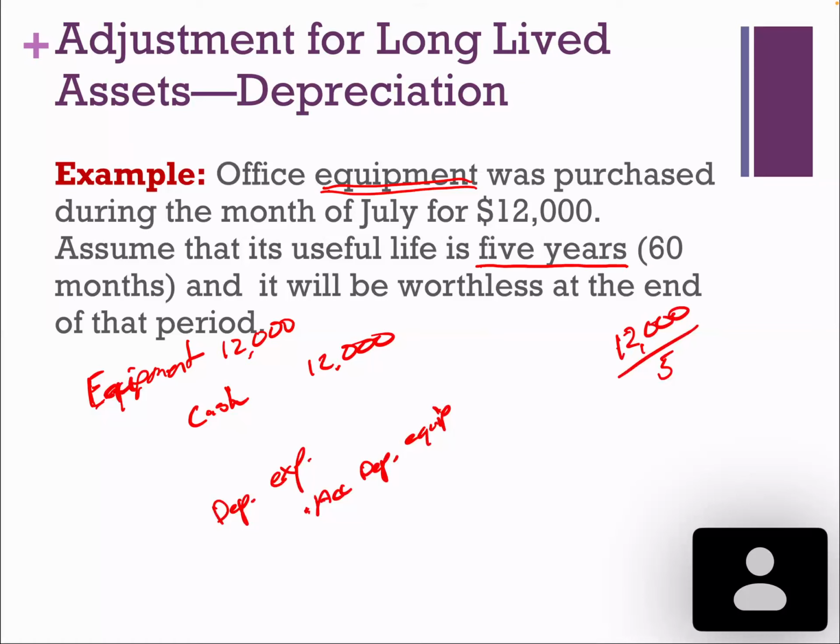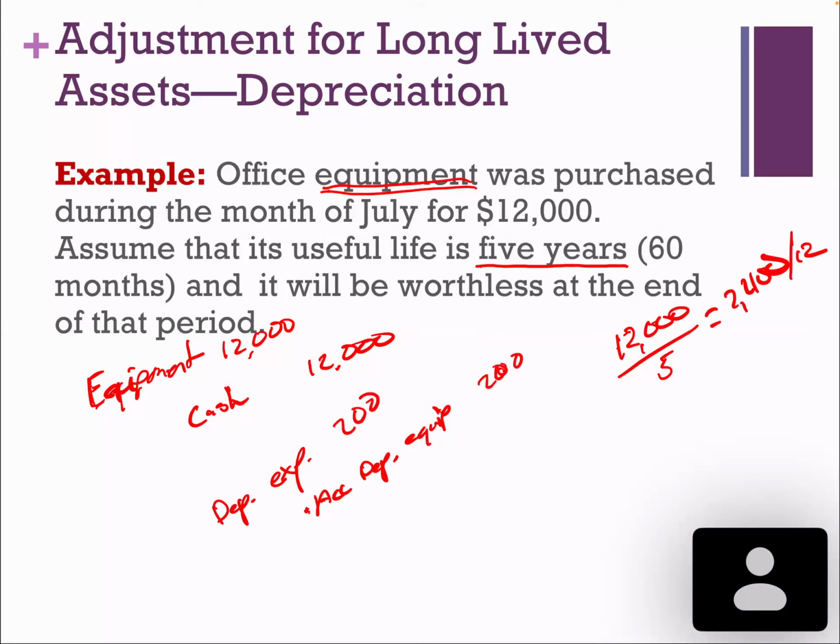Okay, it gives us 2,400, and then divide that. So that gets us to our yearly depreciation, but we're trying to get to monthly. So then just divide this by 12. Which if you divide it by 60, it gives you the same number. So it's only $200 per month.